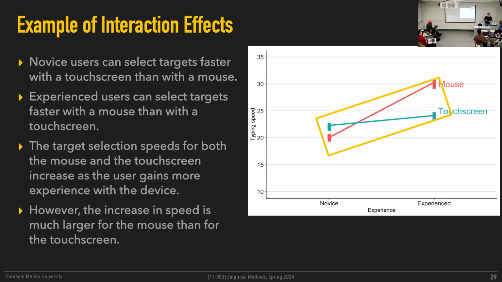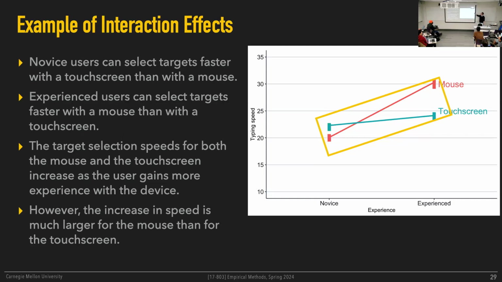Very good. The important thing about this distinction: the mediator is the box in the middle, and the moderator is the box on the side. So experience moderates the strength of the relationship between device and typing speed. It changes its strength. The mediator is the thing in the middle, it goes through a different causal chain.